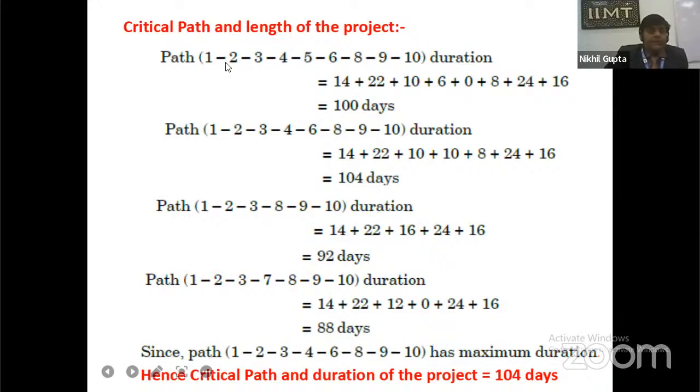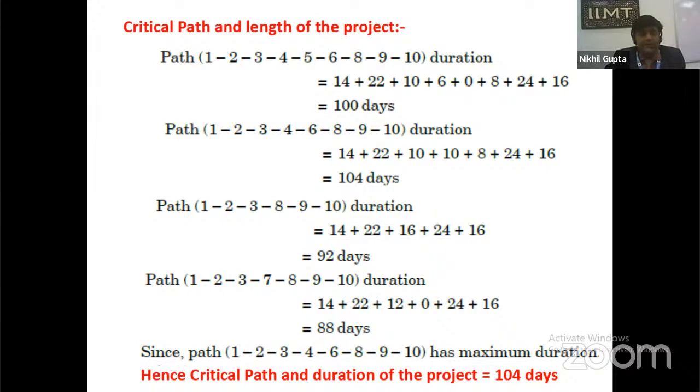Path number 1 follows events 1, 2, 3, 4, 5, 6, 8, 9, 10, and takes 100 days. Similarly, path number 2 follows events 1, 2, 3, 4, 6, 8, 9, 10, and takes 104 days. Path number 3 follows events 1, 2, 3, 8, 9, 10. These are paths 1, 2, 3, and 4. They take 100 days, 104 days, 92 days, and 88 days.